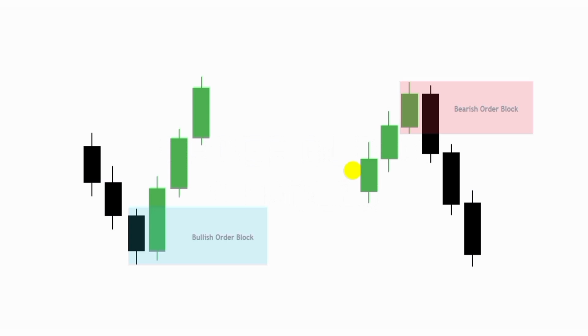So basically, the institutions leave order blocks for themselves to trade at a later stage. And one thing you must note is that you don't trade order blocks straight away. You wait for the price to come back to that order block, then you actually take your trade. So we actually have the bullish order block and then we have the bearish order block.